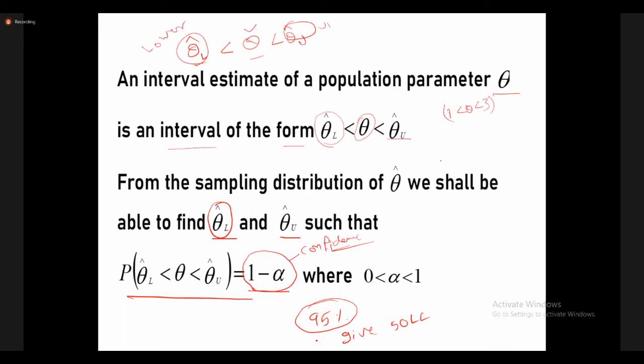I'll give you a real life example. Somebody wrote an exam, and someone asks how many marks you can score. They'll say 95% I will get 80 marks out of 100. See, that percentage is called confidence. Here 1 minus alpha is the confidence level. We'll discuss that one later.